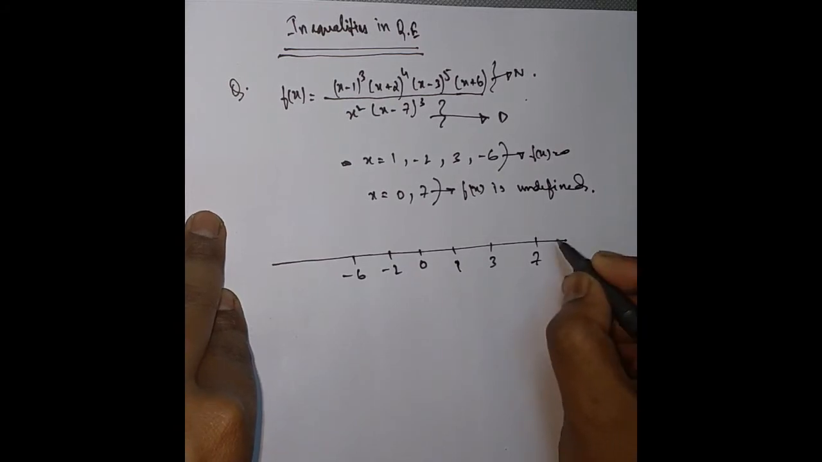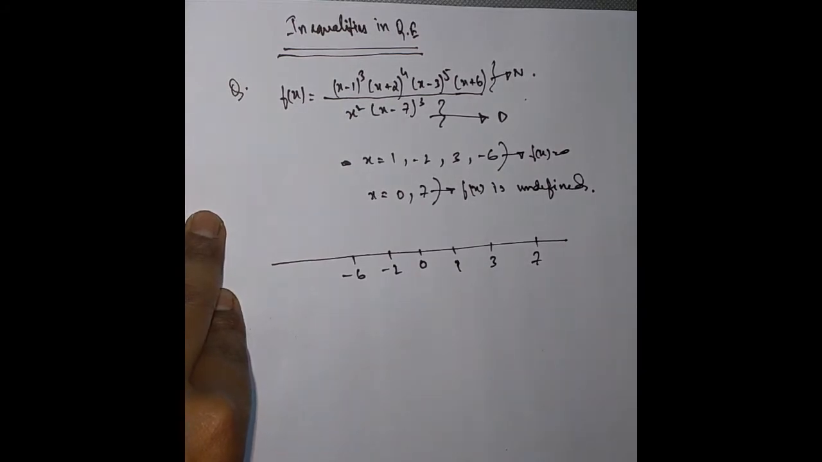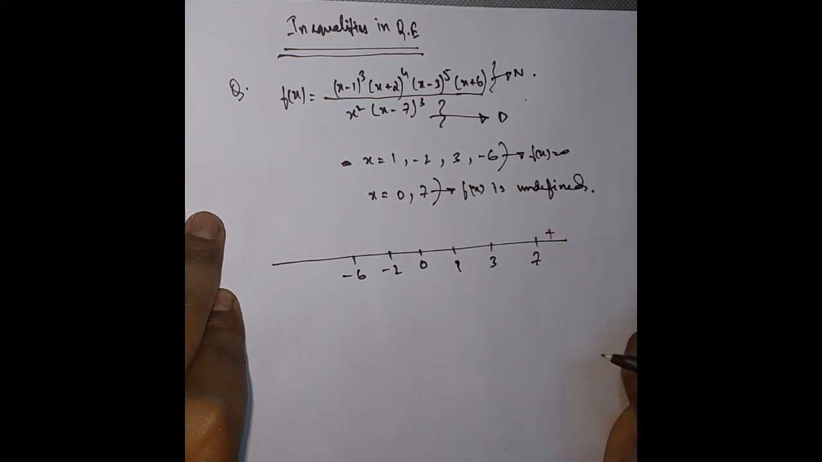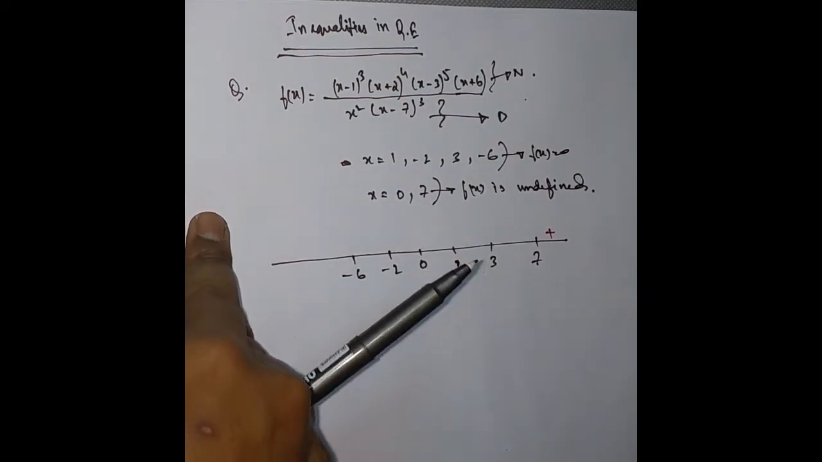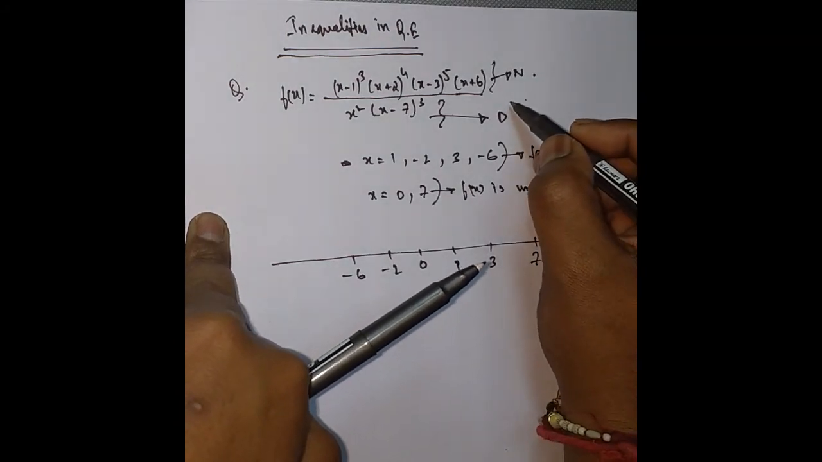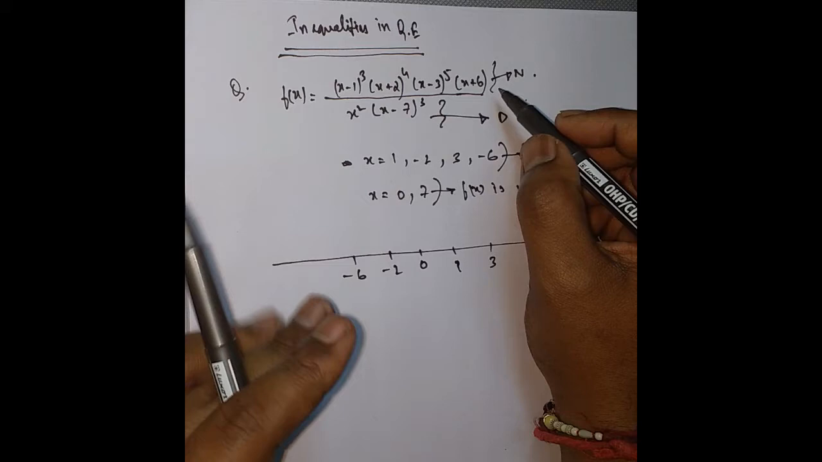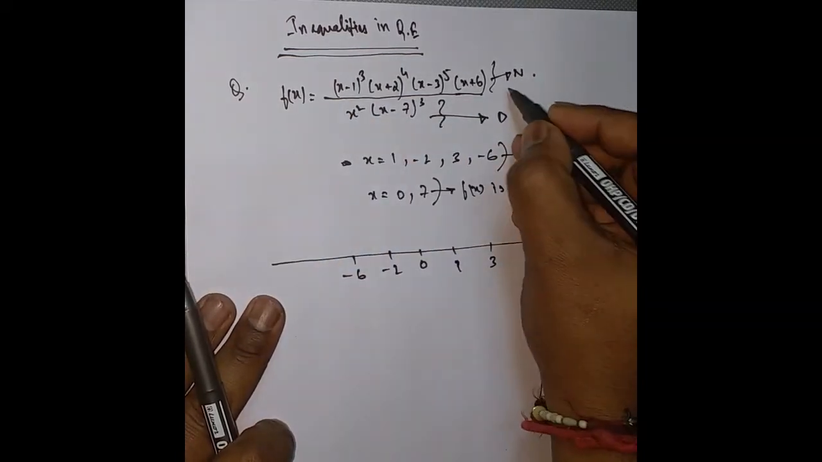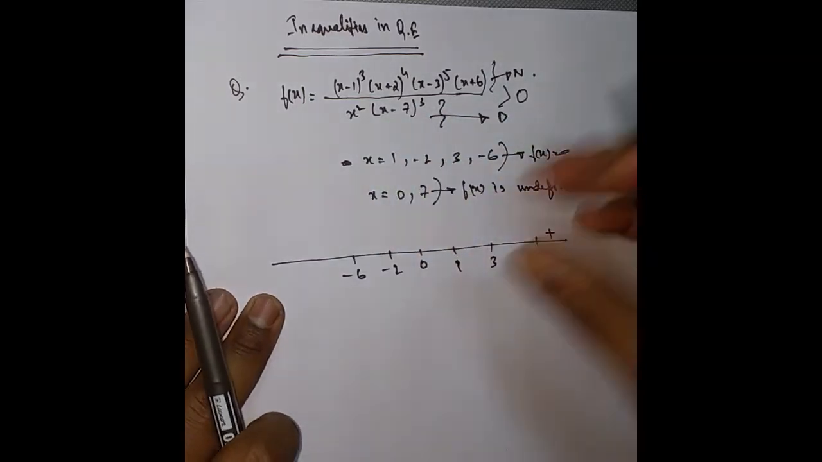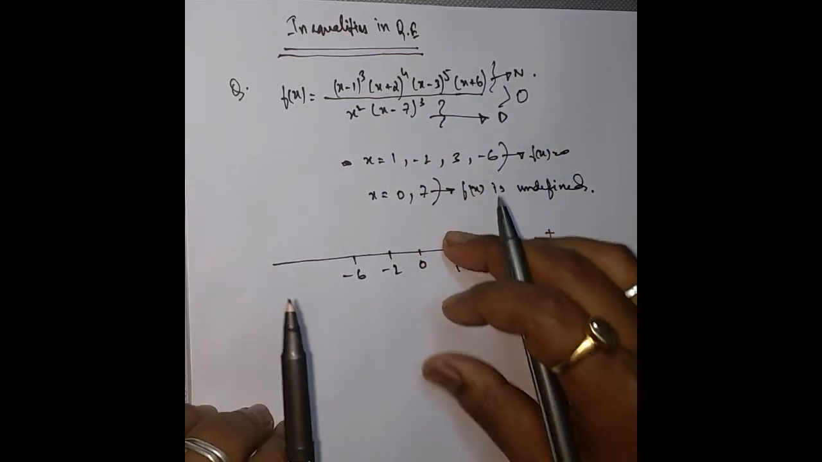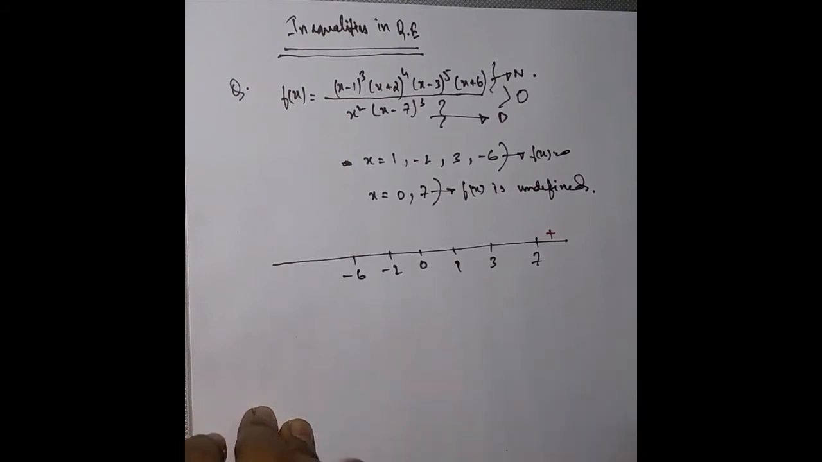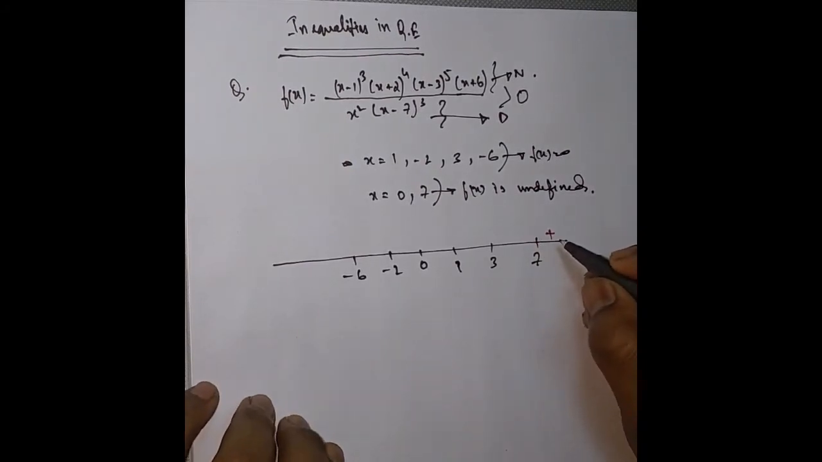First up, let me take a different color marker. Add plus here. Oh, I forgot to tell one thing. The question says: for what values of x is f(x) greater than 0? Okay, we need to show this. So you put a plus sign here.